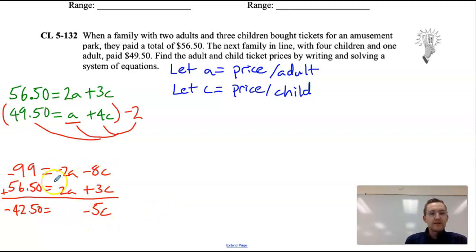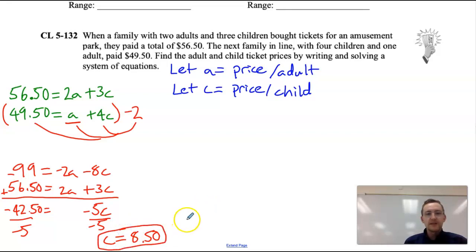So now if we want to solve for C, because our A's went away, we can divide both sides by negative 5, so that tells us that C is equal to $8.50. So we know that per kid, they have to pay $8.50. So now that we know the price per child, we can take that and plug it back into one of our 2 equations. I'm going to plug it into the bottom one. So we can say now that $49.50 is equal to A plus 4 times the price per child, which is $8.50.